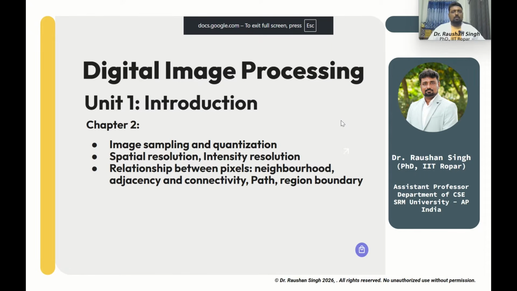Hello everyone. Today we are going to study the second chapter, you can say, in the introduction unit. The chapter is going to talk about image sampling and quantization, spatial resolution, intensity resolution, and we are also going to talk about the relationship between pixels, neighborhood, adjacency, and connectivity, path, region, boundary. So everything we are going to see in today's class.